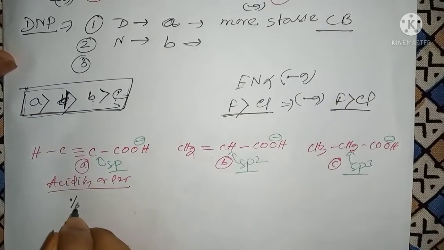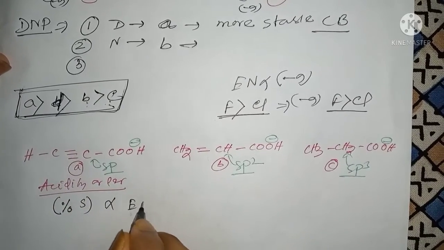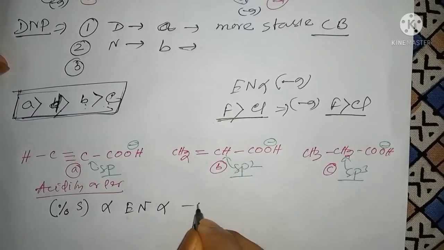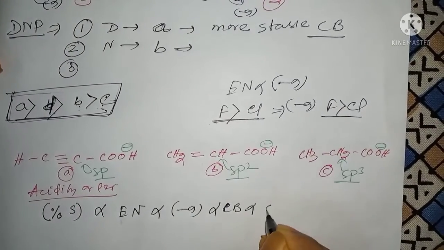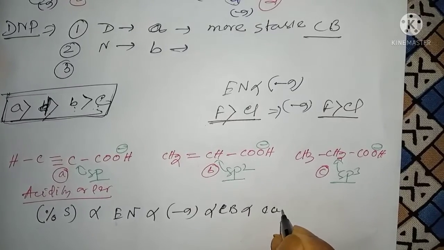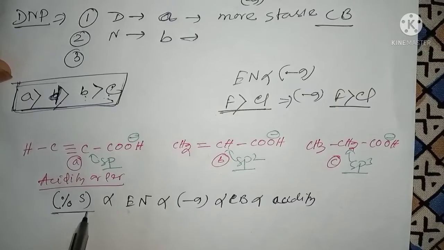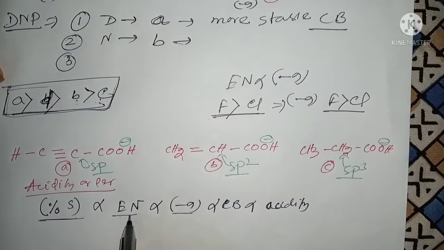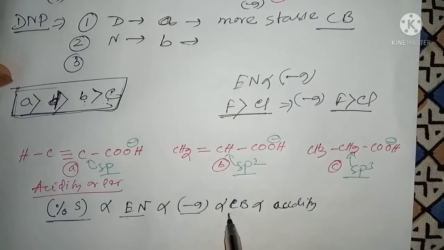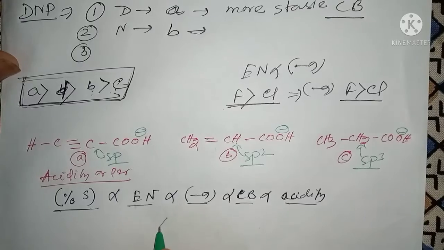Now remember, percentage of s character is proportional to electronegativity, proportional to the -I effect, proportional to conjugate base stability, proportional to acidity. As percentage of s character increases, electronegativity increases, the -I effect increases, conjugate base stability increases, and acidity increases.